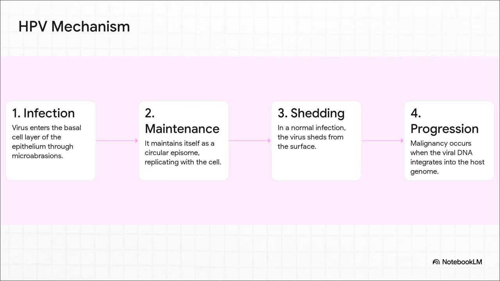So, how does an HPV infection actually turn into cancer? Well, first the virus gets into the deepest layer of the skin or mucosa through tiny little cuts or abrasions. Second, it just hangs out there as a separate, circular piece of DNA called an episome, quietly making copies of itself as the cells grow. Third, in a normal infection, new viruses are just shed from the surface, and that's that. But the fourth step, and this is the absolute critical event for cancer, is when that circular viral DNA accidentally breaks and wedges itself right into the host cell's own chromosomes. That is the moment it becomes a cancer-causing event.